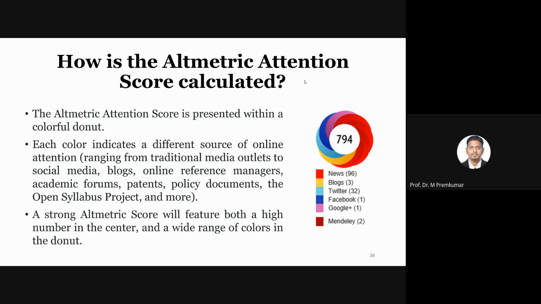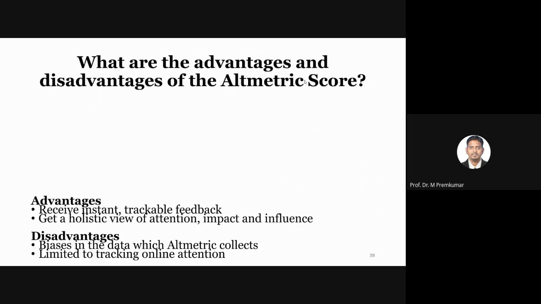Okay, so the altmetric looks like a donut-shaped metric. You can see that the red color is news and blogs. So news 96 means that 96 people have checked your paper in newspapers. Similarly, 3 people have checked your paper in blogs. So this is only to check how visible your paper is to society. In order to check that, they have introduced the altmetrics.